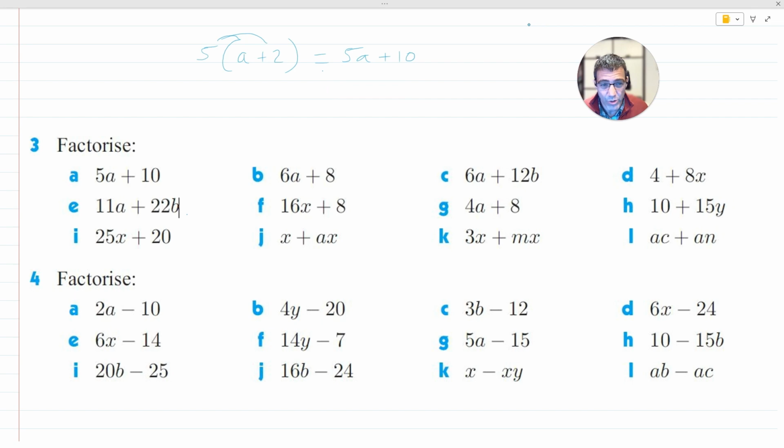So we'll include this worksheet in the description below. I would recommend that you try the worksheet first and then look at the solutions with us. So assuming you've done the worksheet, let's get started.